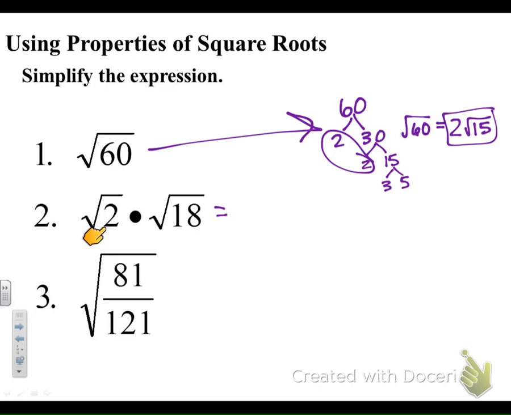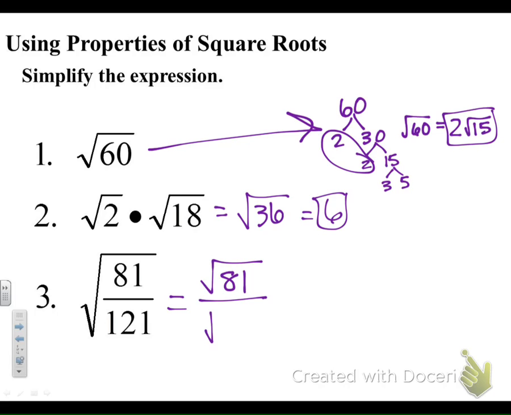Another rule about radicals, if you have the square root times another square root, you can multiply what's in the radicand. Anytime I say the word radicand, I'm talking about the stuff inside the square root. So 2 is a radicand, 18 is a radicand, and their product is the square root of 36, which is just a 6. Number 3, square root of 81 over 121 can turn into broken pieces. Square root of 81 over the square root of 121, which becomes 9/11.